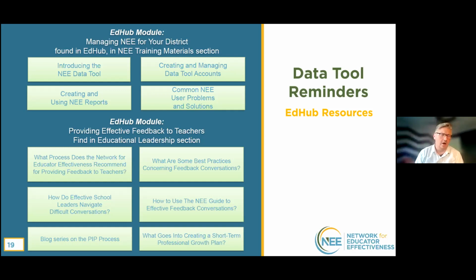As you can see on the slide, we have 6 different EdHub modules and activities to help with that feedback process. Those include: what process does the Network for Educator Effectiveness recommend for providing feedback to teachers? What are some best practices? How do effective school leaders navigate difficult conversations? How to use the NEE guide to effective feedback conversations? And what goes into creating a short-term professional growth plan.